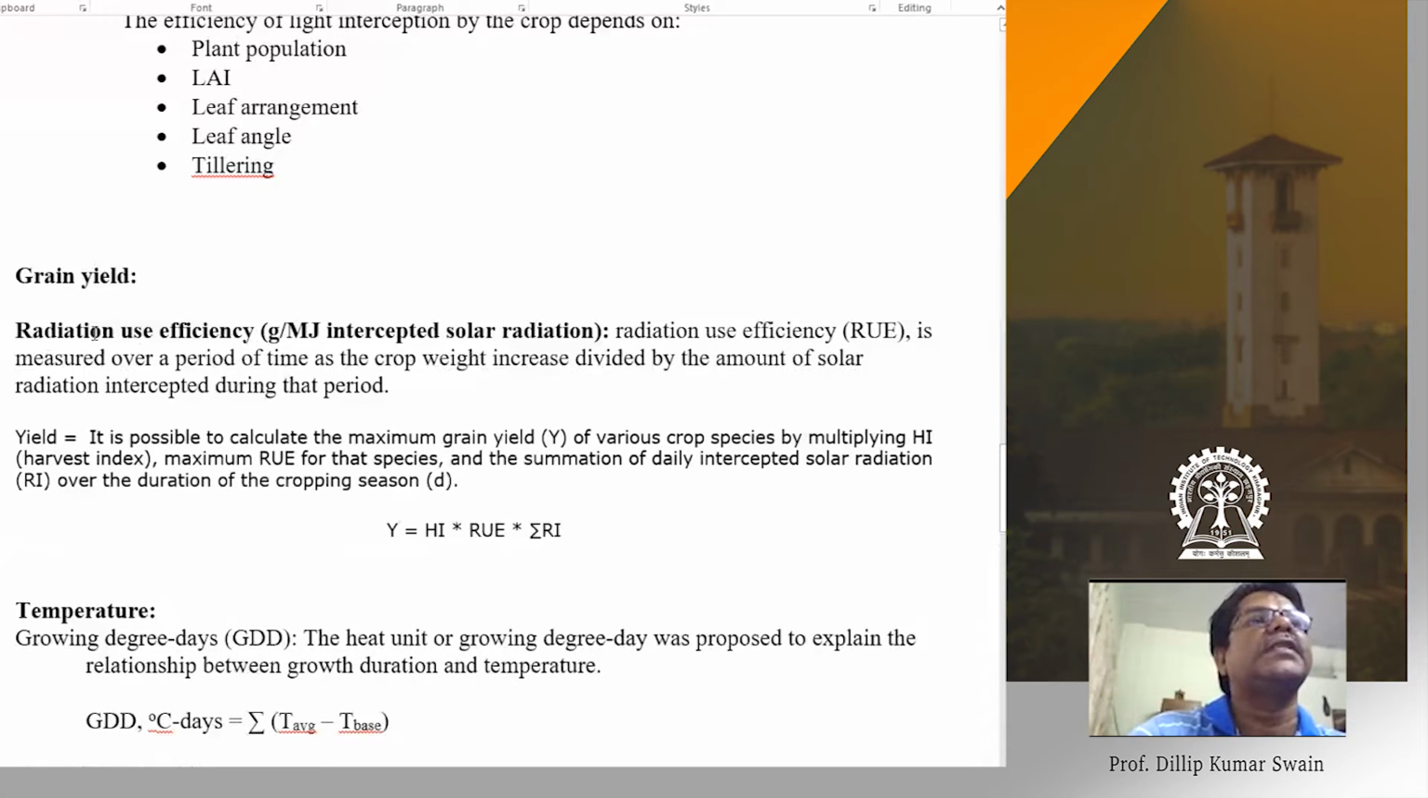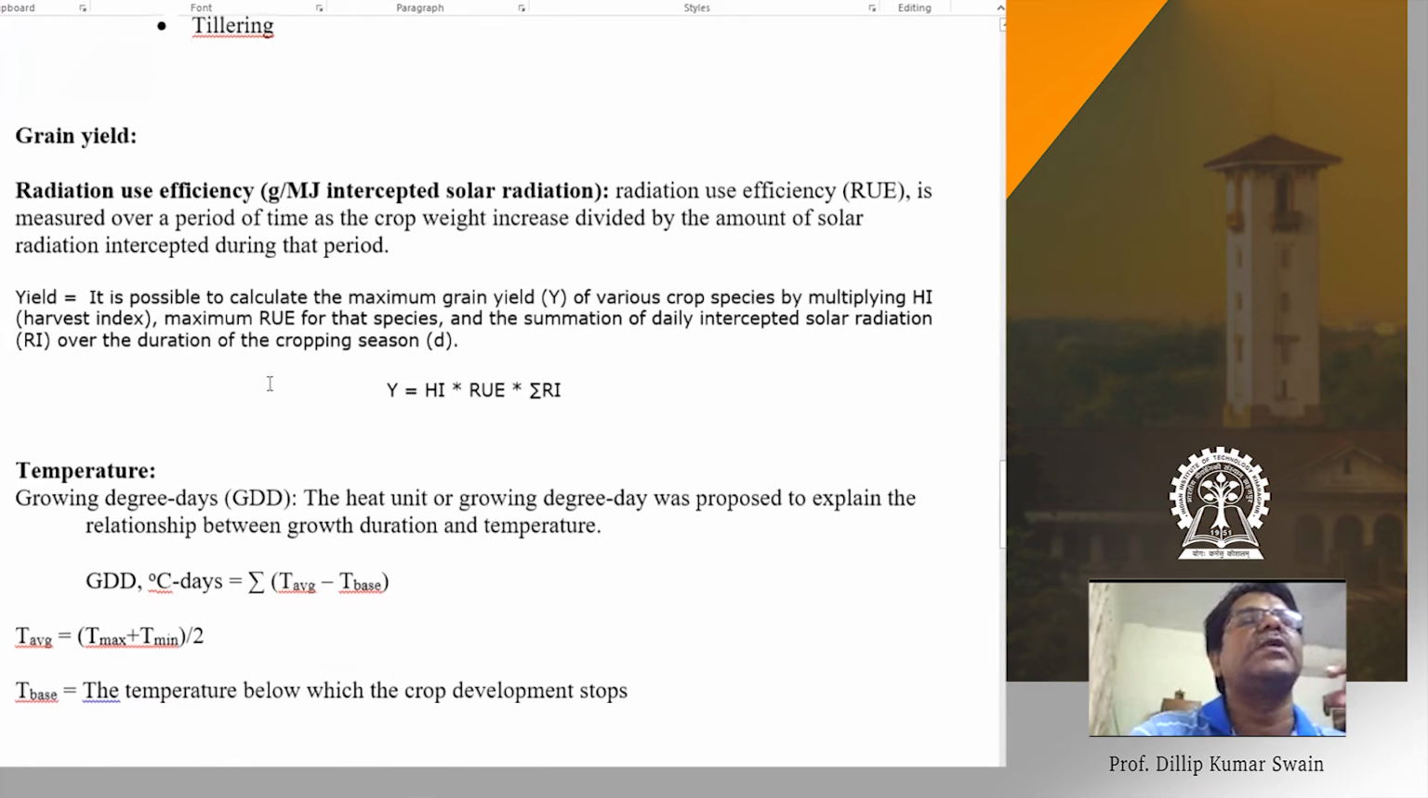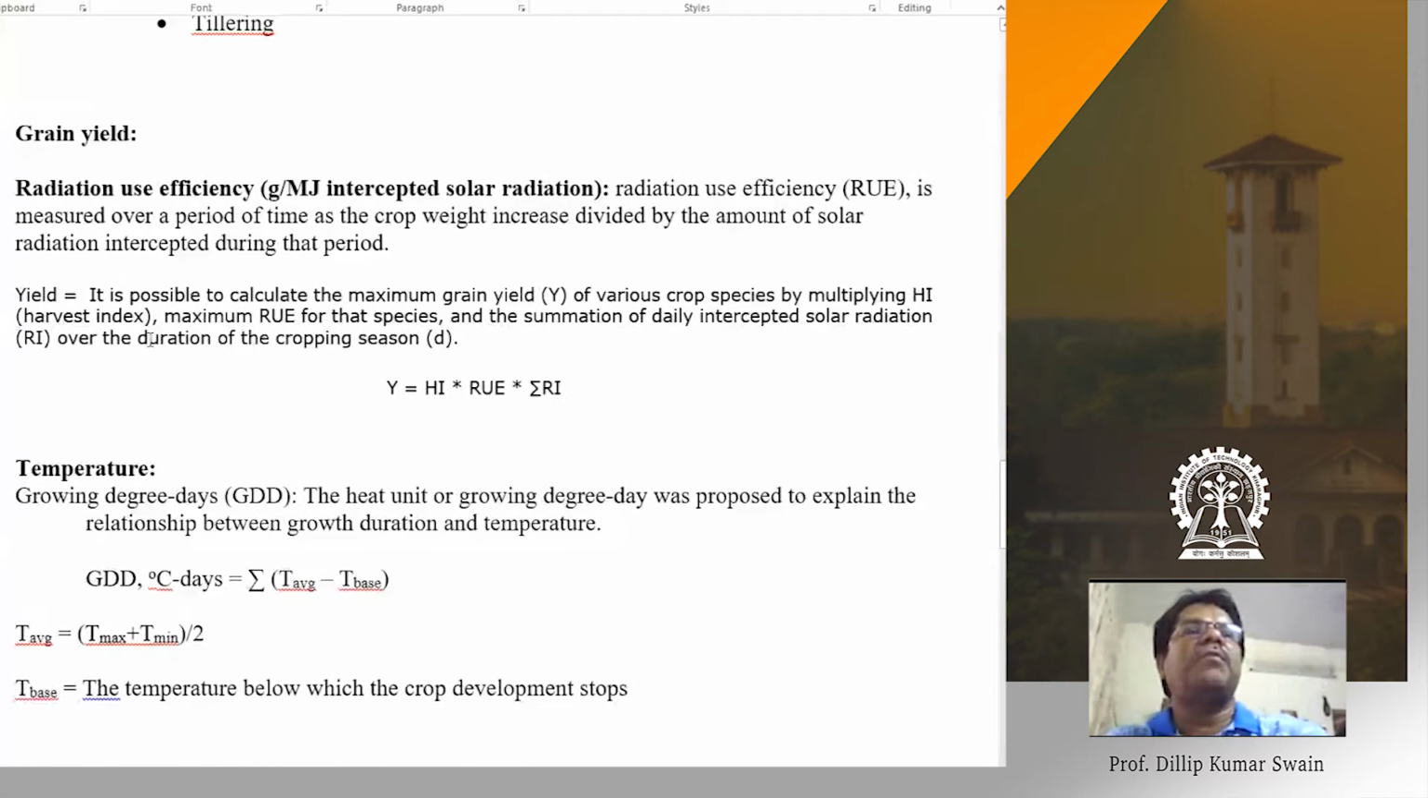This is the radiation use efficiency, gram per megajoule of intercepted solar radiation, that is measured over a period of time as the crop weight increase divided by the amount of solar radiation intercepted during that period. That we have already discussed. Using this, we will be able to predict the biomass. Biomass is the radiation use efficiency, RUE, into radiation interception. If you multiply radiation interception into radiation use efficiency, it is gram per megajoule into megajoules per meter square. That gives gram per meter square as your biomass.